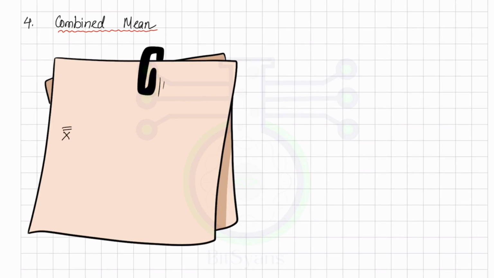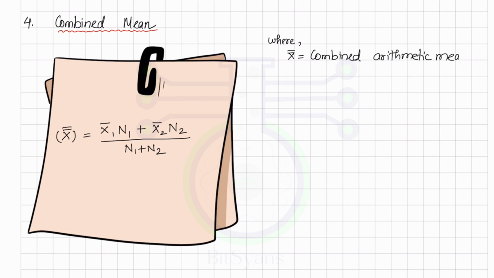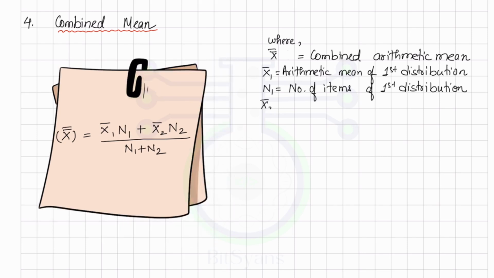So here, the combined mean is denoted as x double bar, which is equivalent to x bar 1 n1 plus x bar 2 n2 by n1 plus n2, where x bar 1 is the arithmetic mean of the first distribution, n1 is the number of items of the first distribution, x bar 2 is the arithmetic mean of the second distribution, and n2 is the number of items in the second distribution. Now let's see an example.